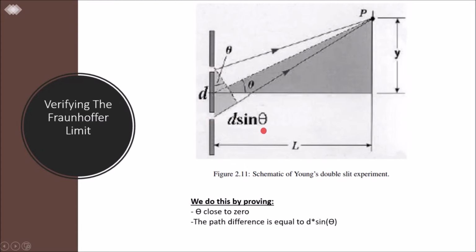First, state that we are working within the Fraunhofer limit. This is a limit that simply states that the screen is far enough away, so the distance L is big enough, that the two rays coming from slit 1 and slit 2 are parallel. So the Fraunhofer limit is essentially that the rays are parallel. So we want to look at the path differences and see if we can actually get d sine theta when L is much greater than y and d.